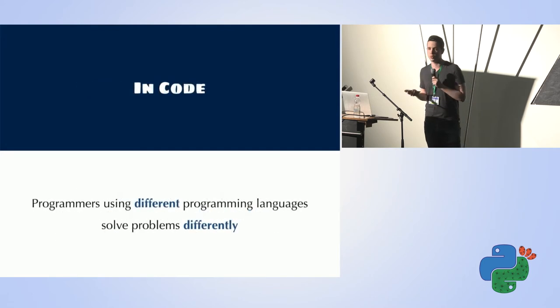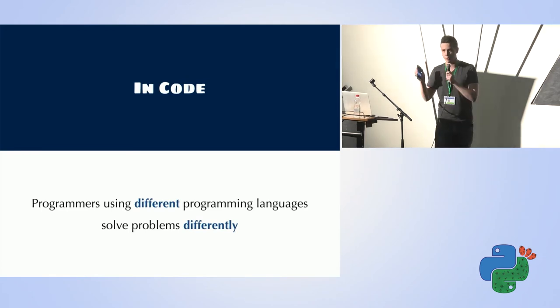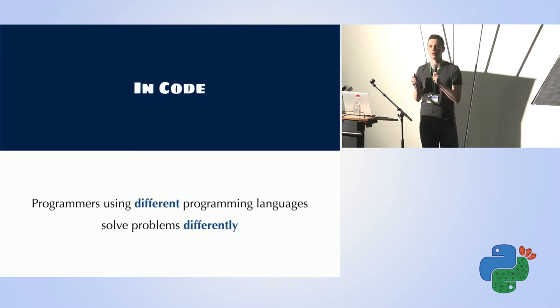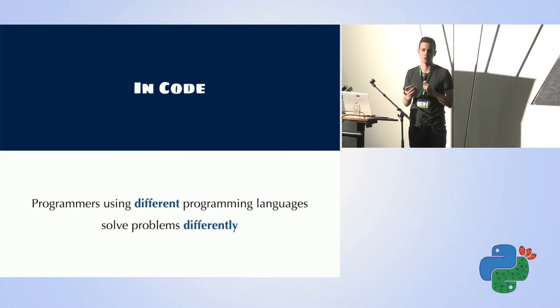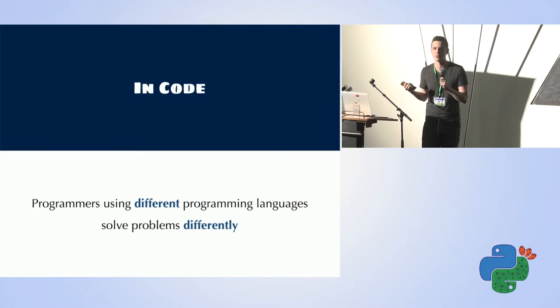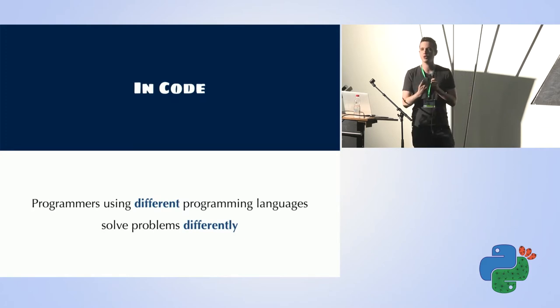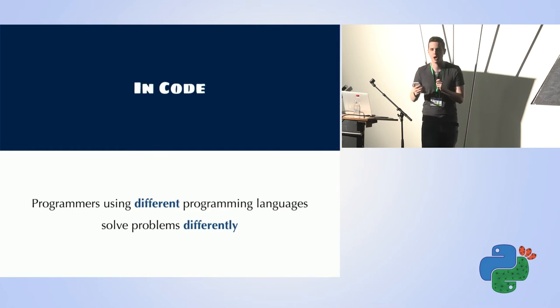And this happens in code as well. Different programmers using different programming languages solve problems differently, right? All programming languages deal with the same abstract notion of computation, but each language provides its own interpretation of it, so different programmers arrive at different solutions, or maybe different representations of the same solution. And anyway, this raises the question: can we use this to our advantage? Can we use a new language, a different language, to rethink a problem and arrive at a better solution? And I think we can.